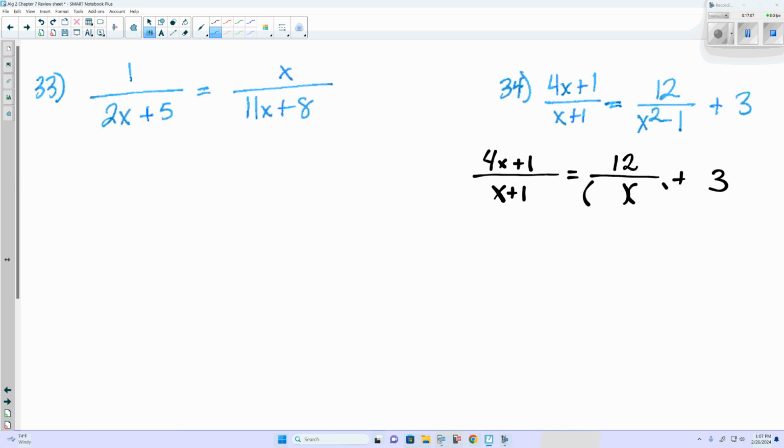X squared minus 1 does factor. There's not a greatest common factor to factor out of it, but it is a difference of perfect squares, which gives us x plus 1 and x minus 1. If it had just been a greatest common factor of, say, x, we would factor it out and go from there. Now, I'm going to go on and list our restrictions.